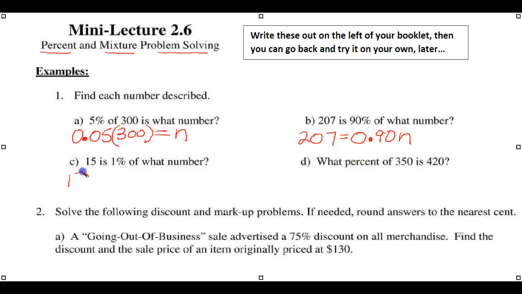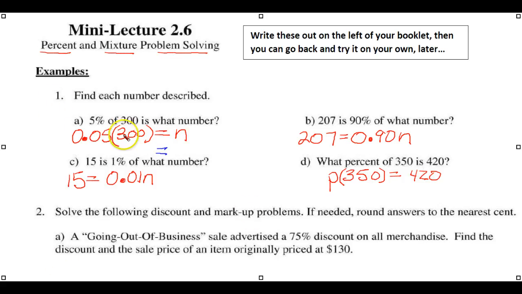15 is 1% of what number? What percent, now here we're going to put a P, of, now we don't have to put a parenthesis here, but we will, is 420.